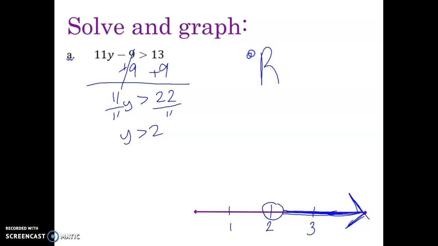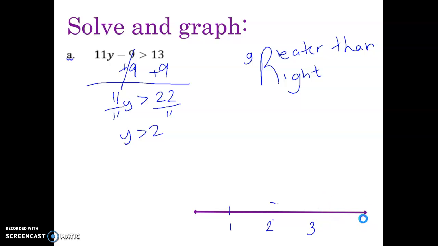To help you remember that, you may want to put on your paper: greater than goes to the right. I got that R in both greater than and right. Greater than goes to the right. Okay, another way you may choose to shade this, and it just depends. Computer programs ask for different things. Teachers ask for different things.